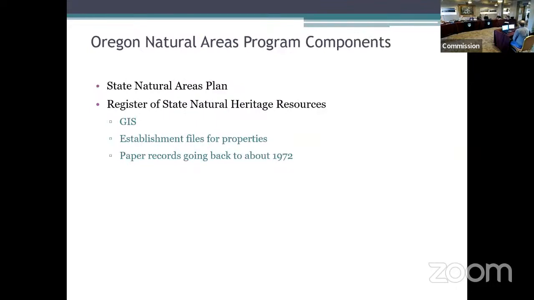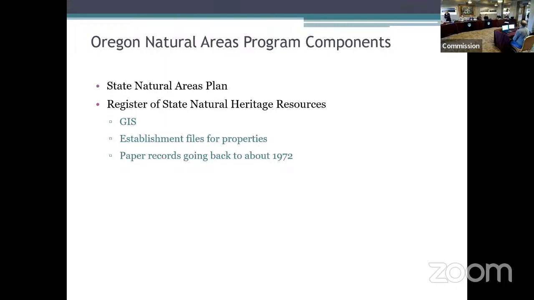The things that are involved in our natural areas program as it stands now, the gears in this system, are the state natural areas plan, which is really the hub for all of the documentation of what this program is about. Then we have the register of state natural heritage resources, which includes a geographic information system mapping of where all of these places are, with attributes of when they were established and who the landowner is, et cetera. Then we have the establishment files for the properties, which include management plans, landowner permission letters, maps, and other information that's useful to understanding that property. And our paper records that we received from DSL when the program came to us go back to about 1972.